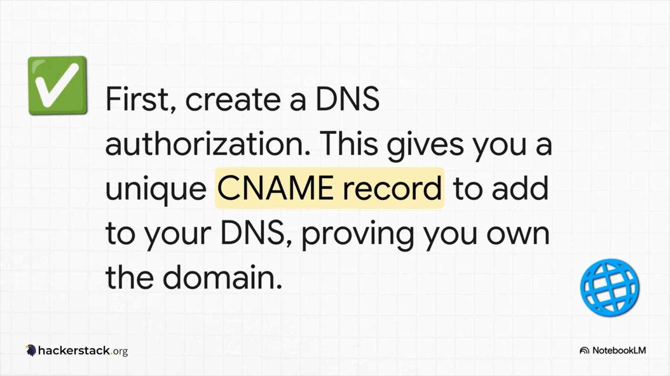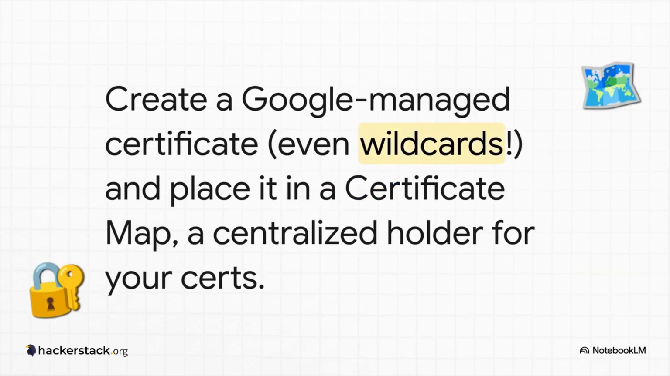First up, we just have to prove that we actually own the domain we want to secure. Google gives us this unique code, and we just have to add it as a special record in our DNS settings. It's a quick, one-time thing that basically says, yep, this domain is mine. Once Google knows we own the domain, we can ask it to generate a certificate for us.